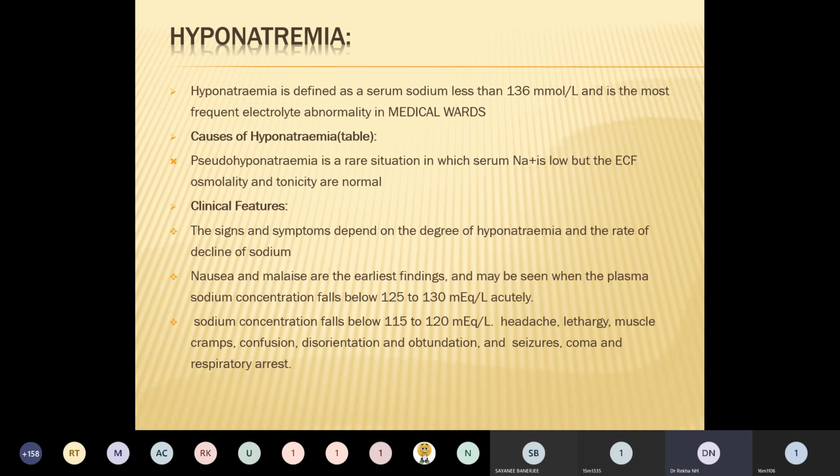Coming to the general clinical features, signs and symptoms depend on the degree of hyponatremia and the rate of fall in serum sodium levels. Nausea and malaise are the earliest symptoms. Whenever the serum sodium concentration is between 125 and 130, acute, the patient can complain of nausea and malaise. When it goes below 120, that is 115, the patient can have CNS symptoms: headache, lethargy, muscle cramps, confusion, disorientation and obtundation.